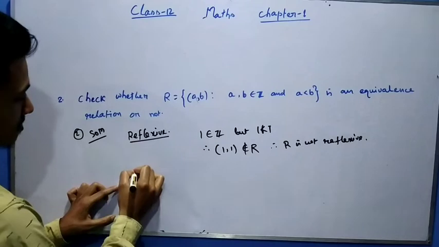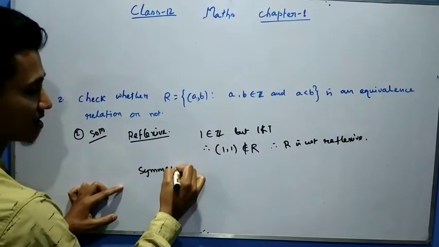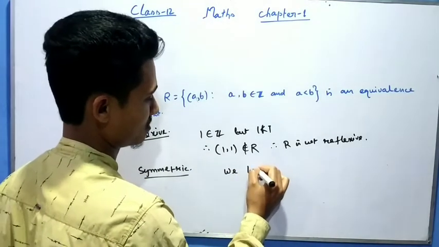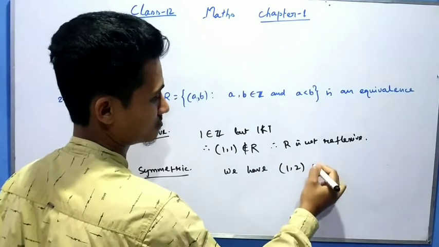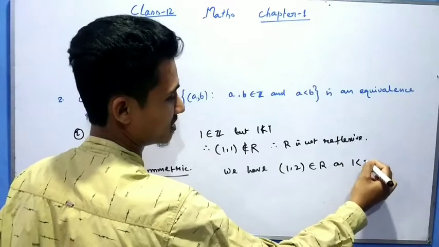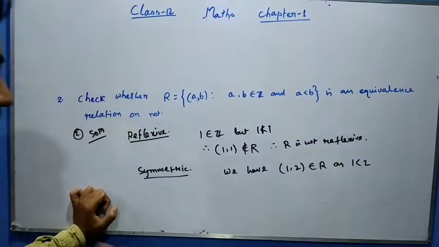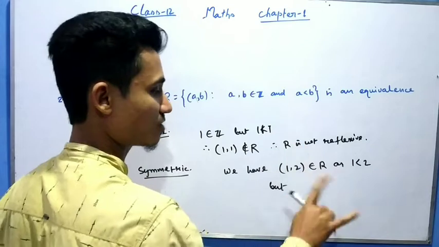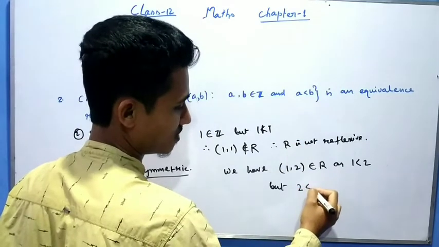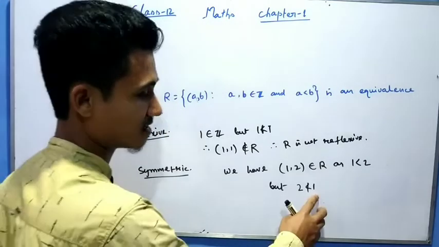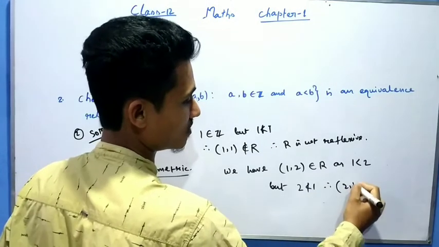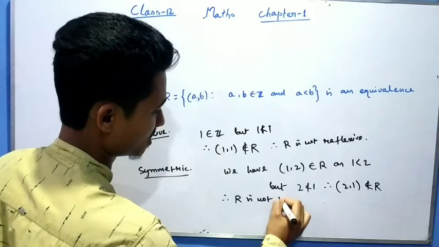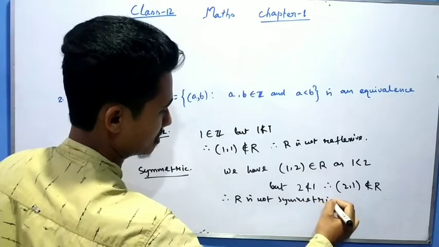Okay, number 2 is the symmetric relation; we have to check whether this relation is symmetric or not. Okay, symmetric. We have (1, 2) belongs to the relation as 1 is less than 2. But if it is a symmetric relation and (1, 2) is there, then we have to show that (2, 1) is also there. But 2 is not less than 1. Is 2 less than 1? No, so therefore (2, 1) does not belong to the relation. Therefore R is not symmetric.